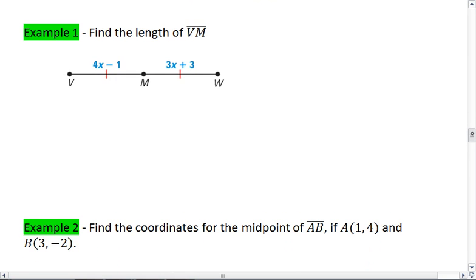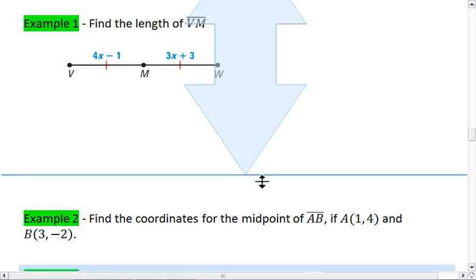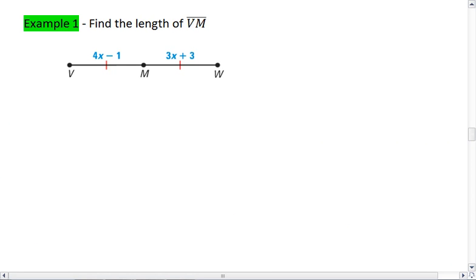So here's example 1. We can see from the picture that M is the midpoint of VW. I want you to find the length of VM. Try this on your own first and then resume the video when you're ready to check your solution.